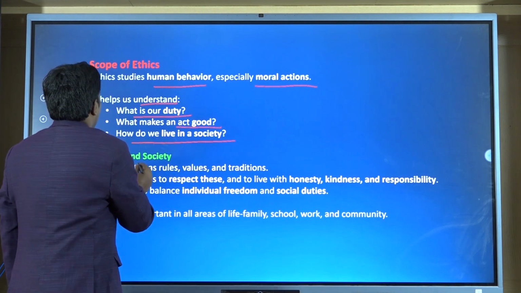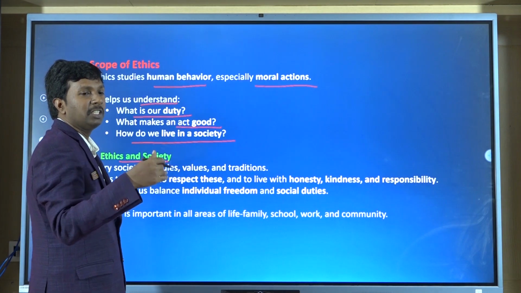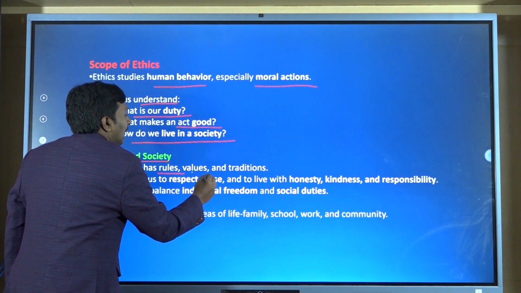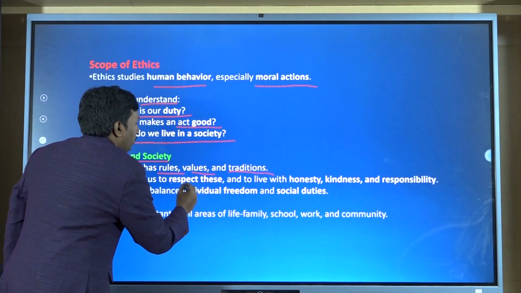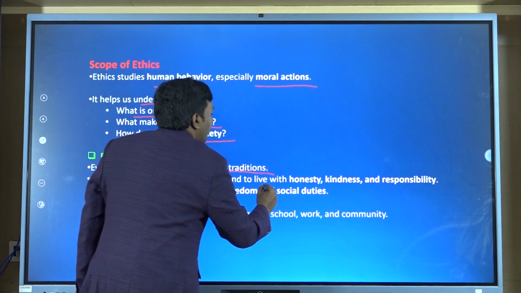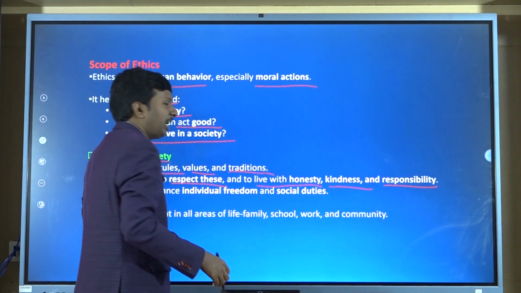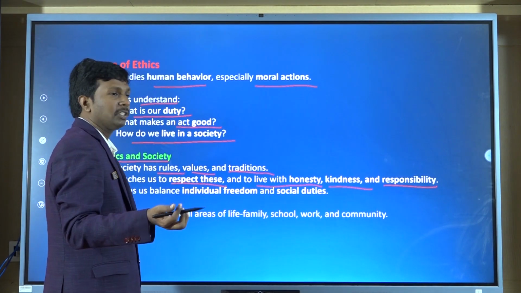So first one is ethics and society. How can we link ethics and society? Every society has rules, values and traditions, right? Ethics teaches us to respect these and to live with honesty, kindness and responsibility. So we are in a society, we have various rules, values and traditions, right?